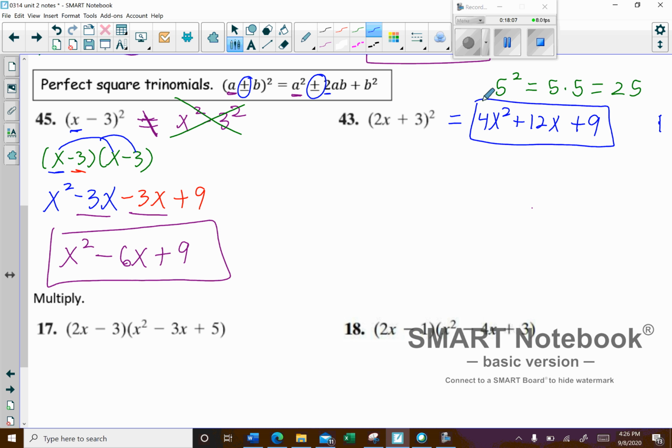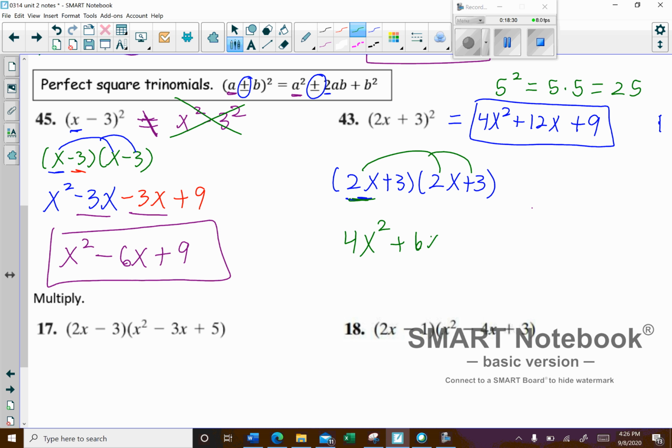But I'll go ahead and show you by FOILing it also. So first things first, let's see. So we'll rewrite this like so. And then we're going to multiply the 2x by both of these. So we're going to get 4x squared. And then 2x times 3 is plus 6x.